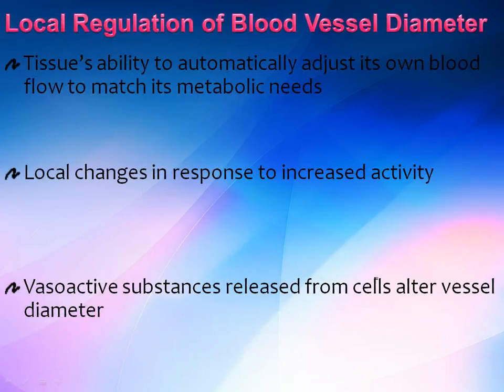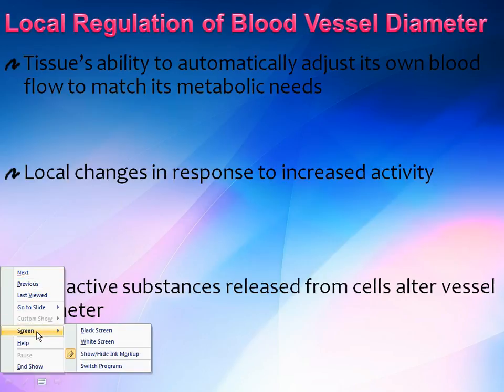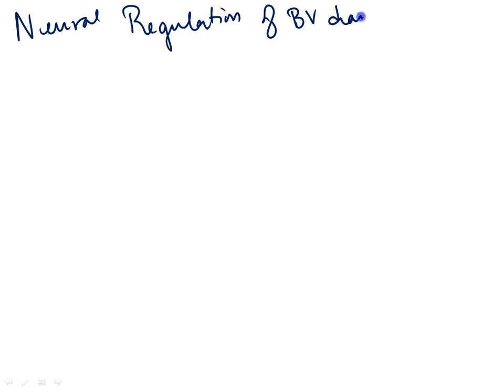Now, how do we regulate blood vessel diameter? Well, we can regulate blood vessel diameter via the nervous system, hormones, but also, most importantly, locally. Now, neural regulation of blood vessel diameter, and since I forgot a slide, I'm going to go ahead and make a white slide here. Okay, so the nervous system regulation of blood vessel diameters, again, through the sympathetic and parasympathetic nervous system.